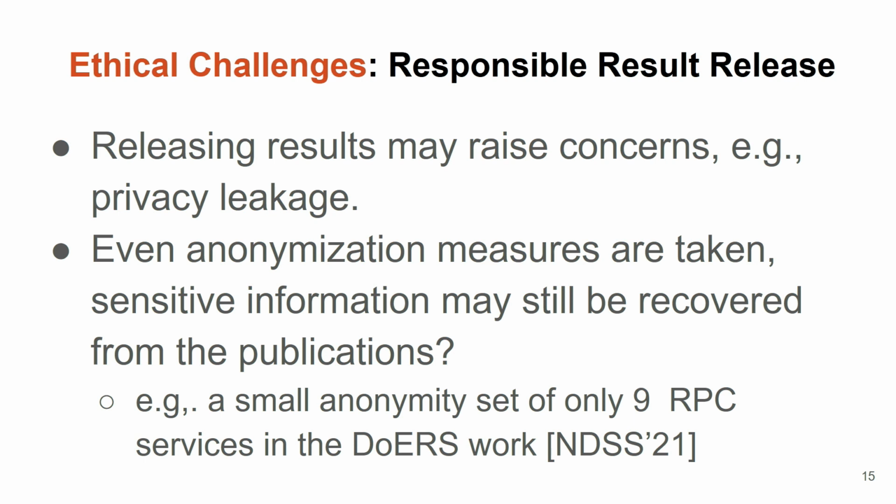Use the prior work as an example. It made non-RPC services anonymous. However, a small anonymity set of only 9 is not enough, because readers can still analyze the characteristics of these services to uncover the sensitive data. For example, some services supply API keys and others do not. And some services publish their rate limit in their documents, which can correspond to the information in the paper. So they can still find the sensitive data.